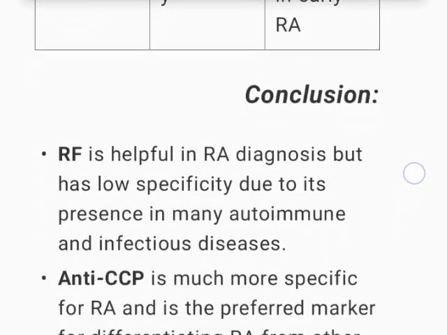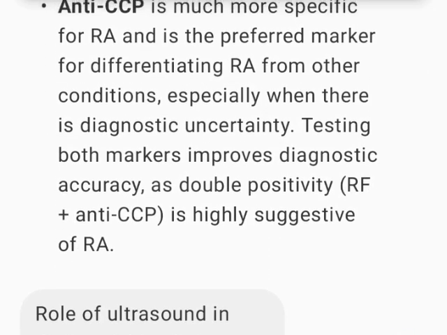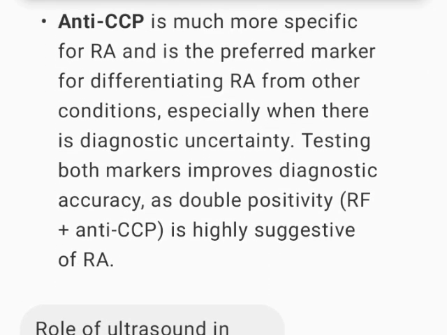Conclusion: RF is helpful in RA diagnosis but has low specificity due to its presence in many autoimmune and infectious diseases. Anti-CCP is much more specific for RA and is the preferred marker for differentiating RA from other conditions, especially when there is diagnostic uncertainty. Testing both markers improves diagnostic accuracy, as double positivity, RF plus anti-CCP, is highly suggestive of RA.